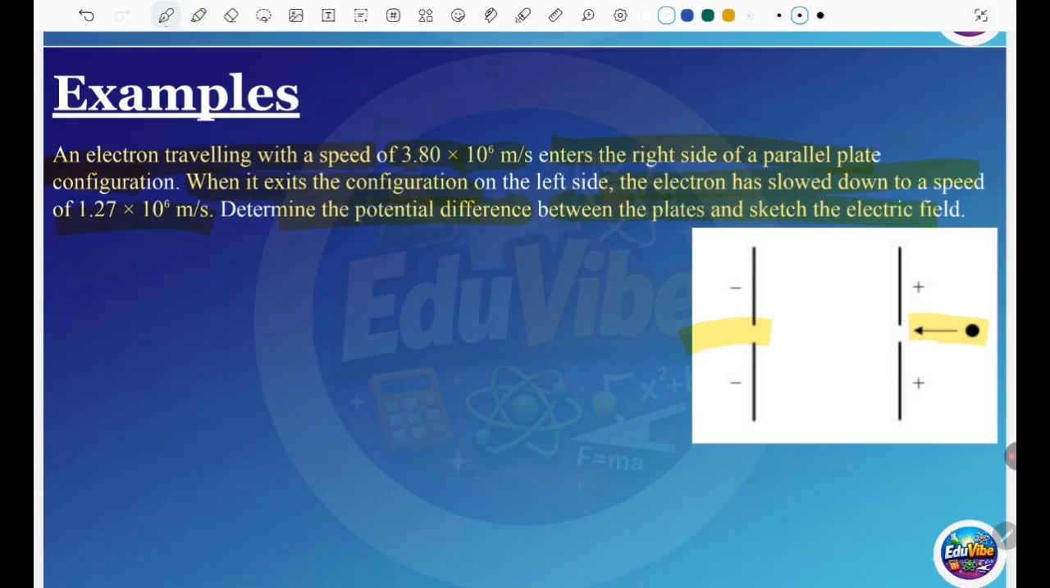So, this goes from positive to negative. This means the electric field also goes from positive to negative. So this is the electric field, because it goes from the positive to the negative charge. Initially, this is the initial point, because from here the electron enters, and from here the electron goes out. So this is your final point.